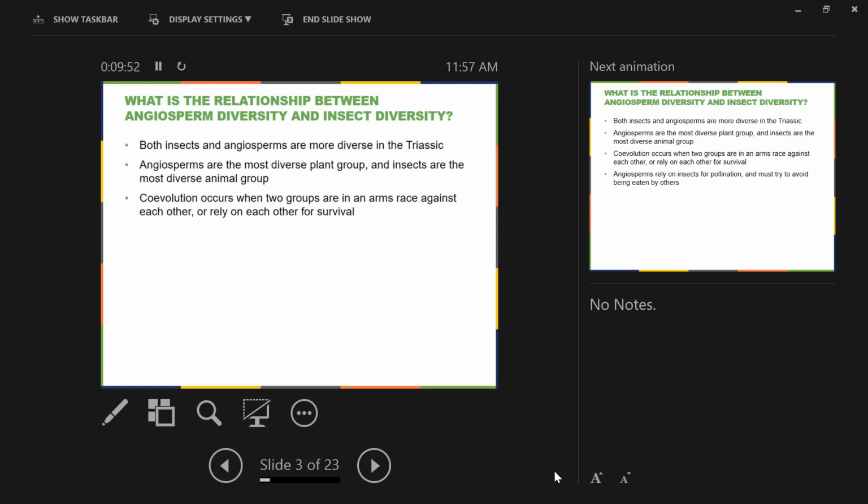And so we get the same coevolution, but it's not an arms race. Instead, they're working together. They're becoming better together.